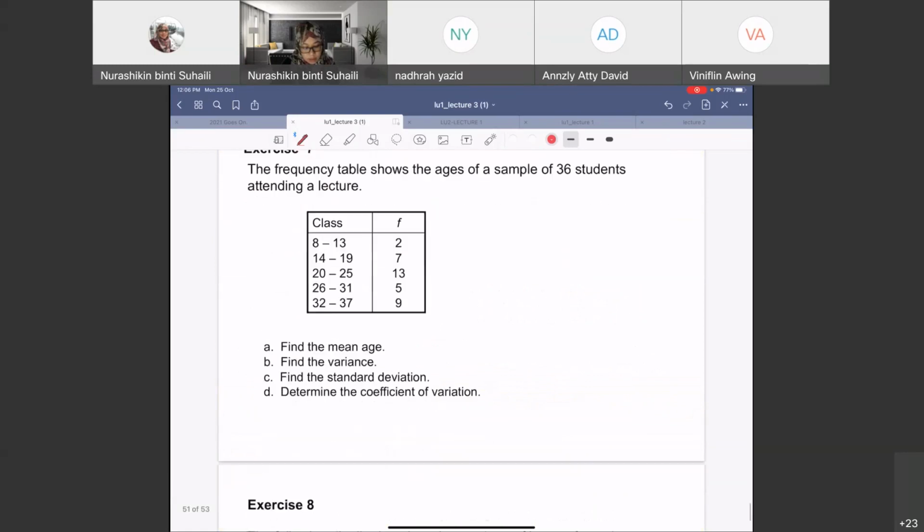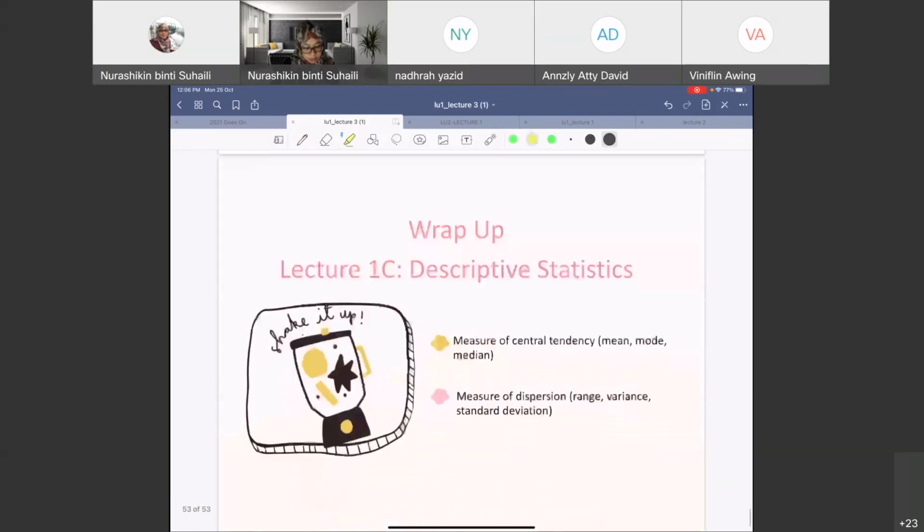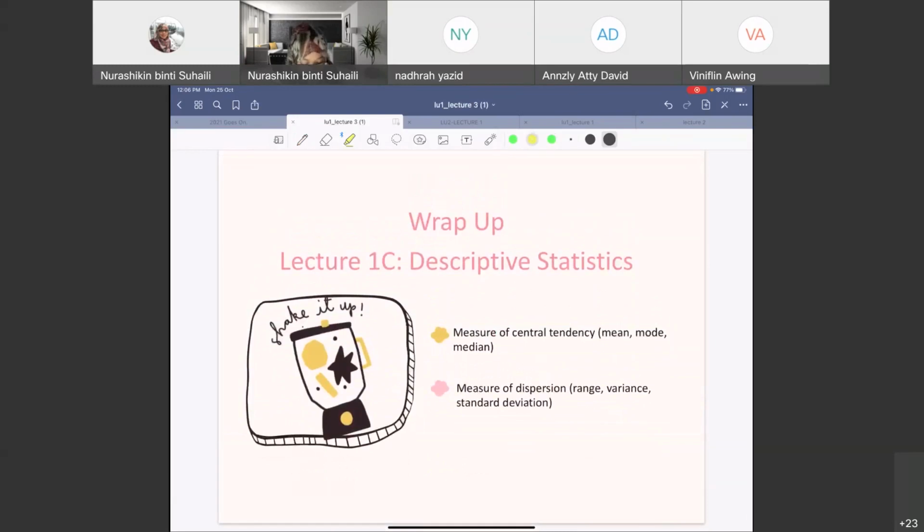These are some exercises for you to find the mean age, variance, standard deviation, and coefficient of variation. You can do it by yourself. So that's all about LU1. Today we talked about the central tendency, the mean, mode, and median, and also the dispersion: the range, variance, standard deviation, and also coefficient of variation.